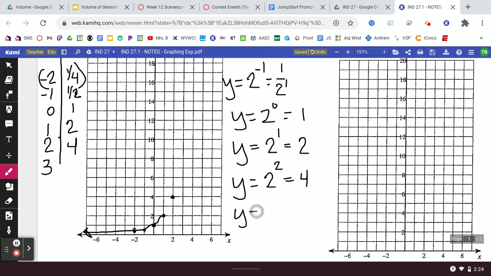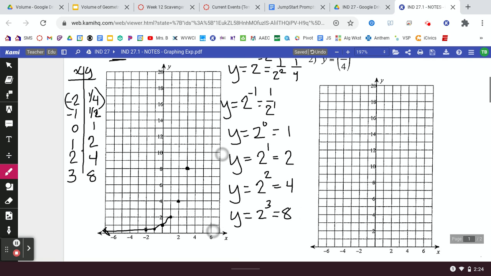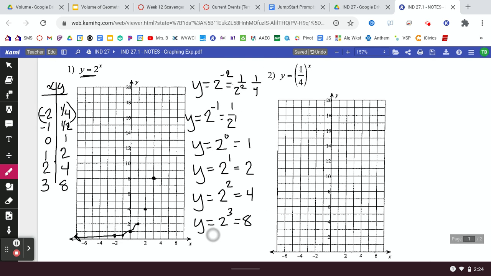So I'm going to do one more, 2 raised to the 3, which is 8. Okay, that gives me a better idea how high I'm going. And then if you really wanted to, but you don't have to, you could even do 4 because 2 raised to the 4th is 16. And that one would be way up here.